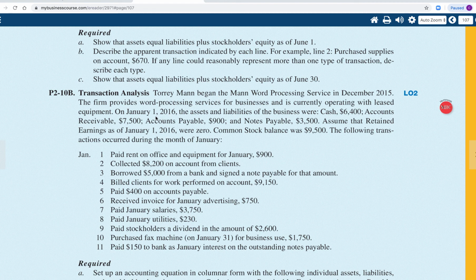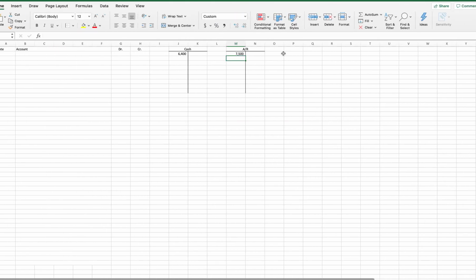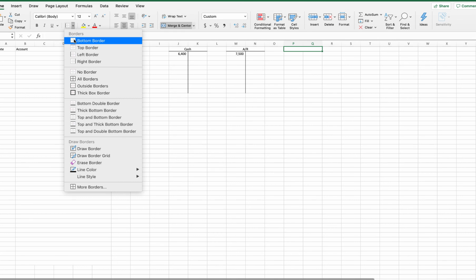The next one we have is accounts payable, okay? It says our accounts payable is $900. So I need to create the T account for this, or the ledger, for lack of a better, well, even though we're not doing ledgers, we're doing T accounts. Again, same thing. I need to create the ledger or T account for accounts payable. So I'm going to come over here. I'm going to skip a space. I'm going to do the same exact thing. Merge and center. I want my bottom border.